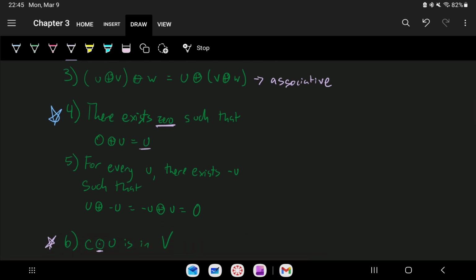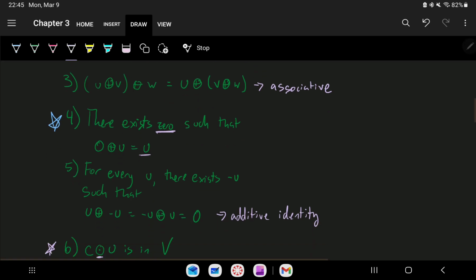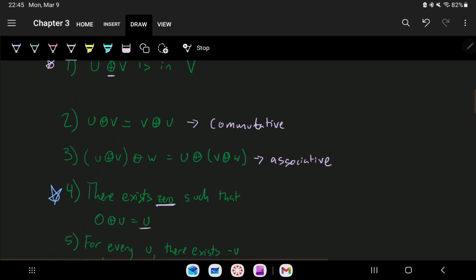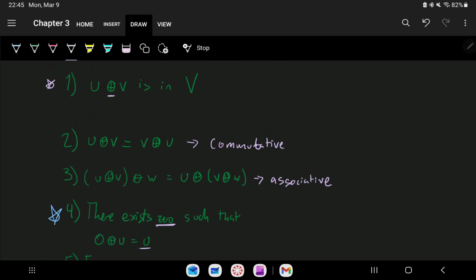And also we have that identity, right? The additive identity. And this is basically going to say that for every vector U, there's going to be a negative U so that the two cancel out when you add them. So U plus negative U is equal to 0. Negative U plus U equals 0 because, again, it's commutative. So those first 5 are going to be properties of addition.